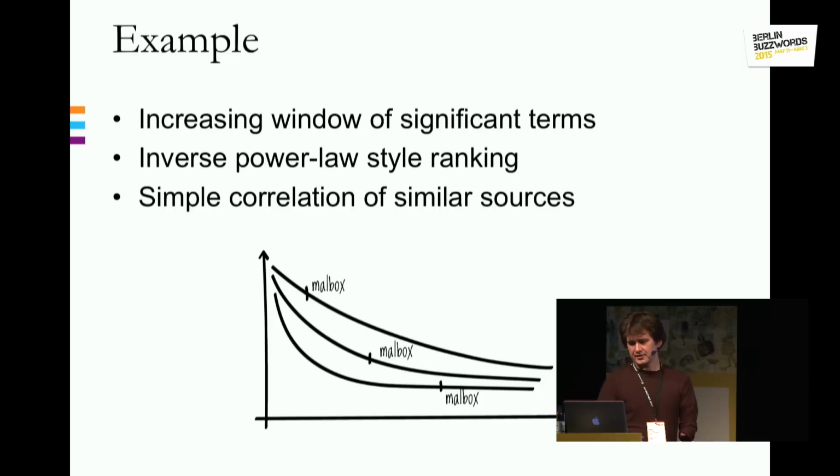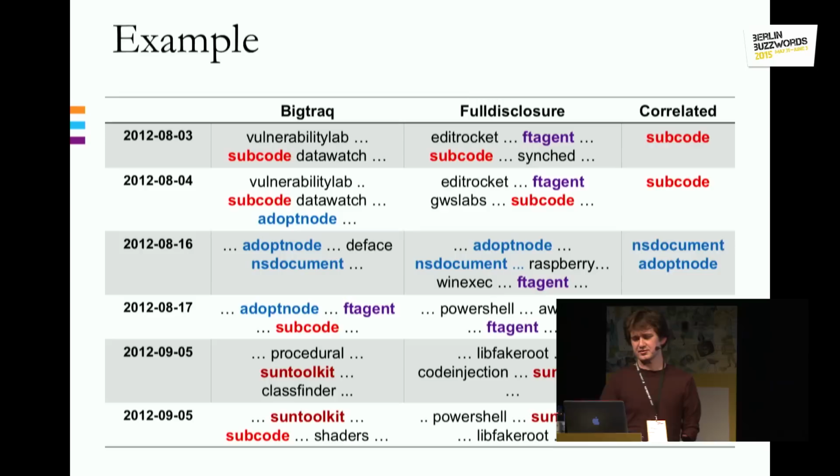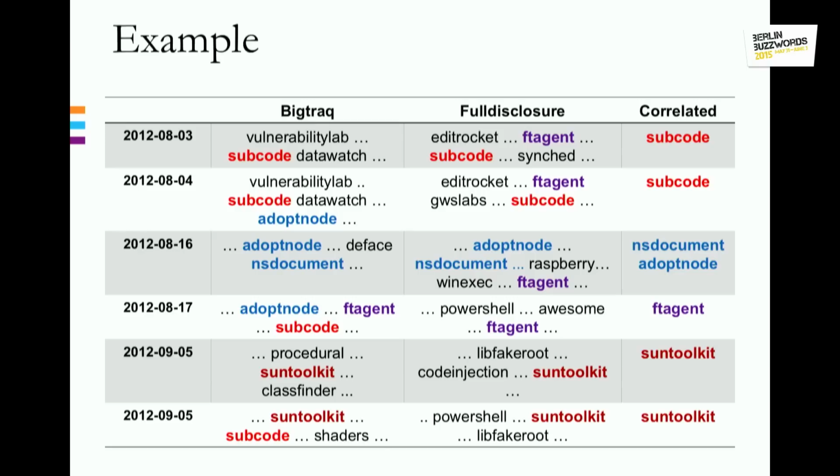As I said, increasing windows, and we have an inverse Pavlov style of the rank, which is comparable. And then we look for things that are trending along different sources. This is a small example. I think we don't really have a lot of time to talk about it, but we see in mid-month there's an exploit. We have 2 sources here and the correlated terms. And you see, for example, an exploit trending mid-October in 2012. We're just about out of time.